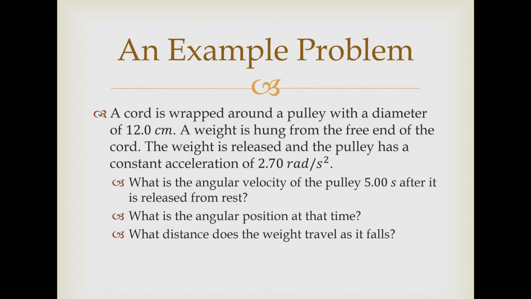All right. In class, we looked at an example problem where we had a cord wrapped around a pulley. We were given some information about that pulley, mainly the fact that it had a diameter of 12 centimeters. We hung a weight from that and then allowed the weight to drop so that the cord unwrapped and the pulley turned. We could look at the fact that the pulley had a particular acceleration of 2.7 radians per second squared.